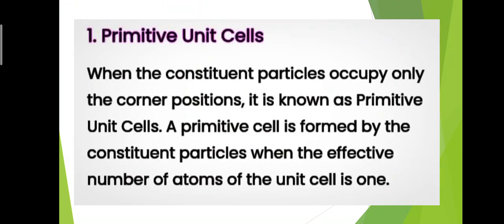Now, primitive unit cells. When the constituent particles occupy only the corner positions, it is known as primitive unit cells. A primitive cell is formed by the constituent particles when the effective number of atoms of the unit cell is 1.